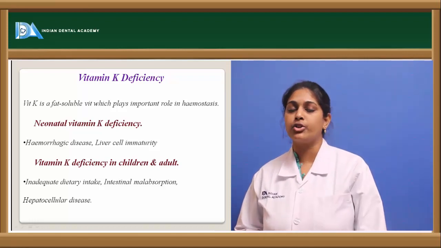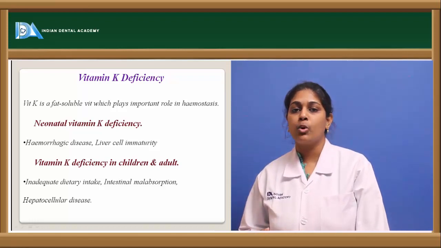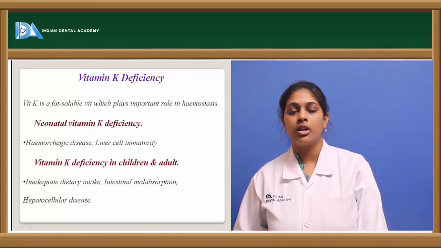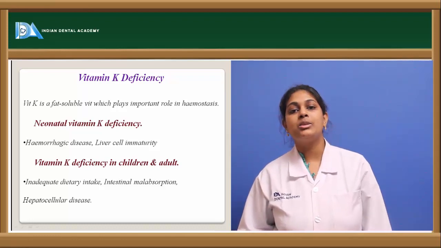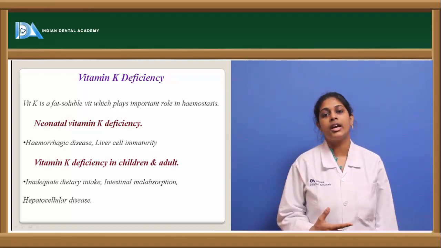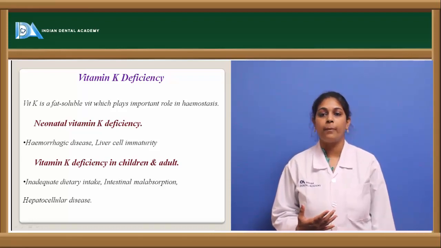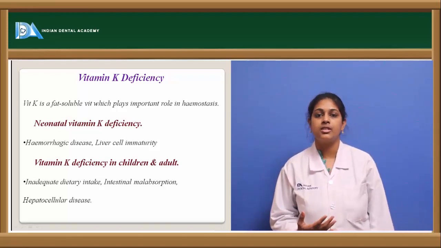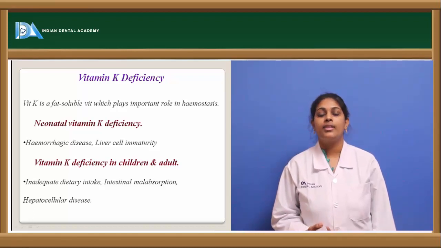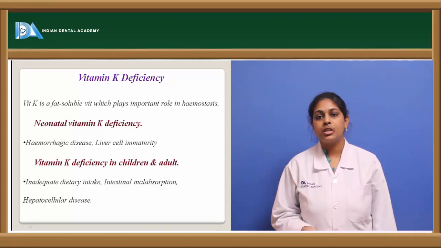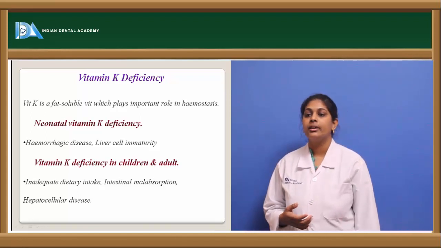Coming to vitamin K deficiency in children and adults, it is most commonly seen when patients take inadequate intake of vitamin K from the exogenous dietary source, or otherwise when there is sufficient intake of vitamin K, but it is not being absorbed properly. So in conditions such as intestinal malabsorption, that is, when there are any changes in the gut, or any liver disorders, this might result in vitamin K deficiency.